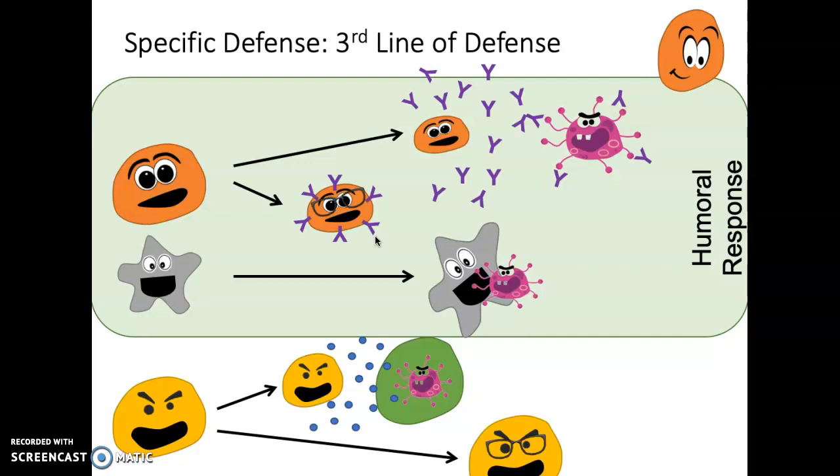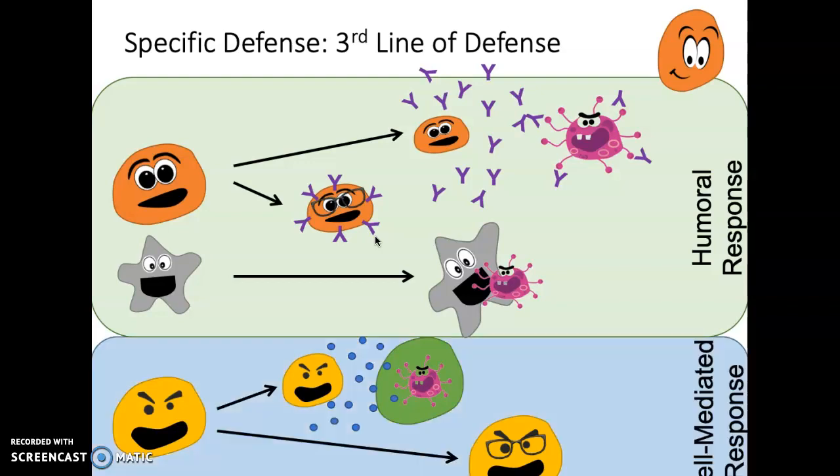But sometimes that bad guy invades cells, and so we need a different kind of response, a cell-mediated response with interleukin and perforin. But together, they make a pretty good pair for the third customized line of defense. And it all starts with these wonderful helper T cells, no matter if you're going the humoral route or the cell-mediated route. And that is the third line of defense.